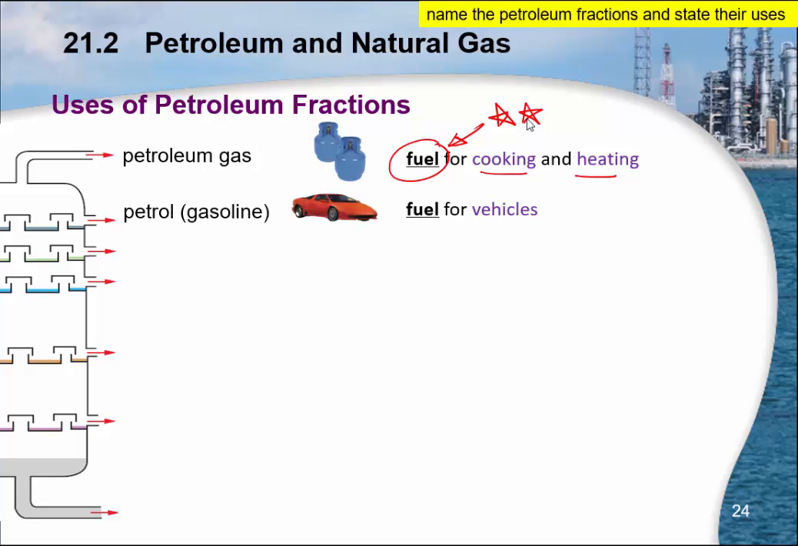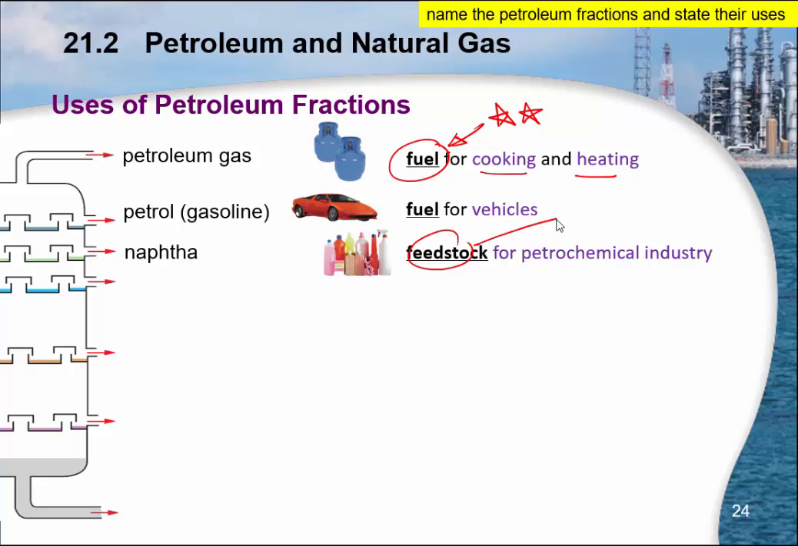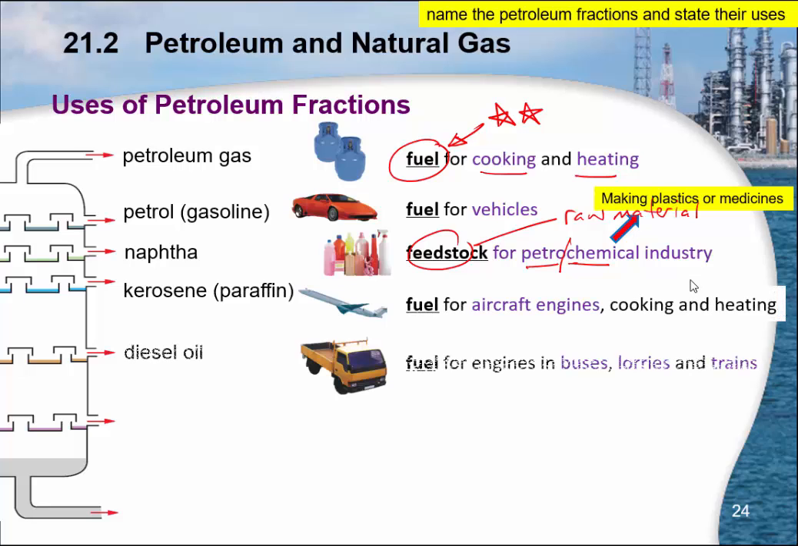Likewise, petrol is a fuel for vehicles. Naphtha is a feedstock for the petrochemical industry. What is a feedstock? Feedstock refers to raw material. So they can be used to make plastics and so on, or even medicine. Petrochemical refers to petroleum chemistry. Okay, they can make plastics and medicine.